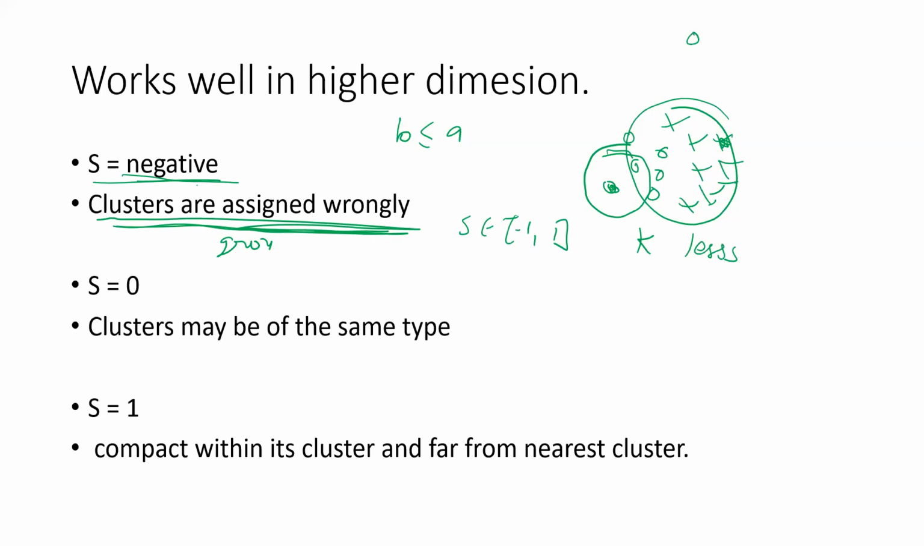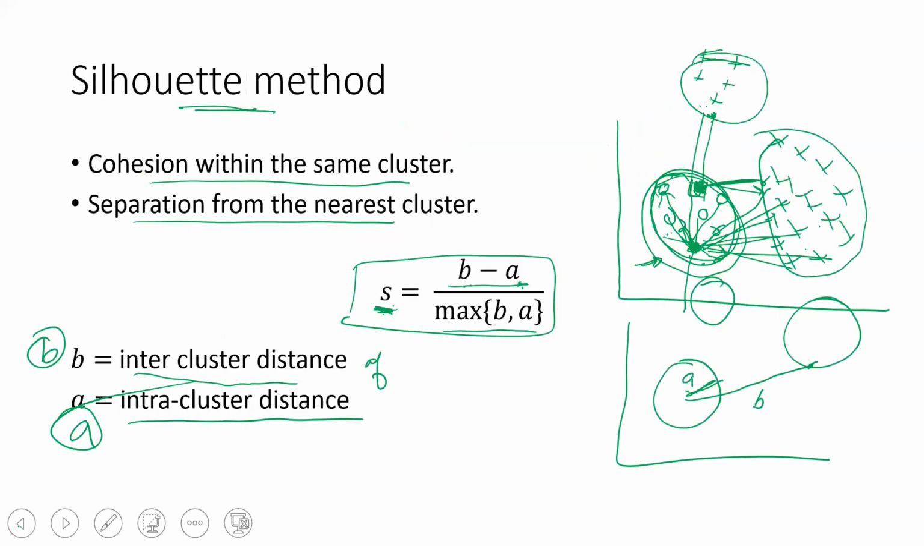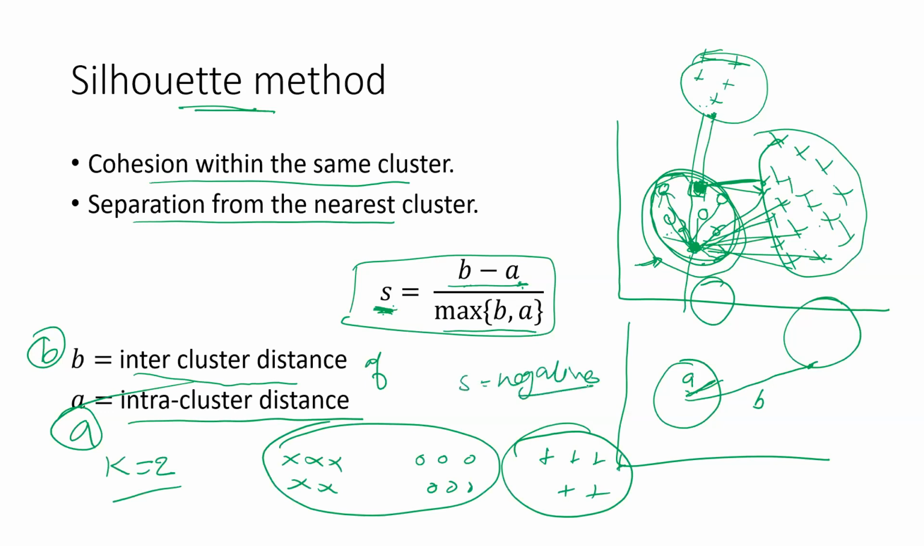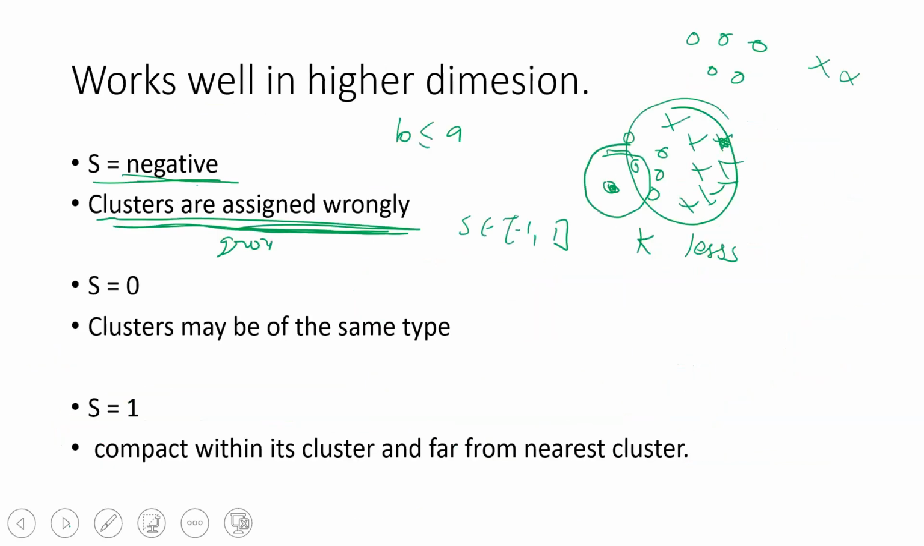Remember, you have 3 data sets, 3 distributions, let's say something like that. Now you have chosen K equal to 2. So what will it do? It will group something like this. In this case, your S can be negative, and you don't want S to be negative. If your S is coming out negative, what you will do is increase the K.